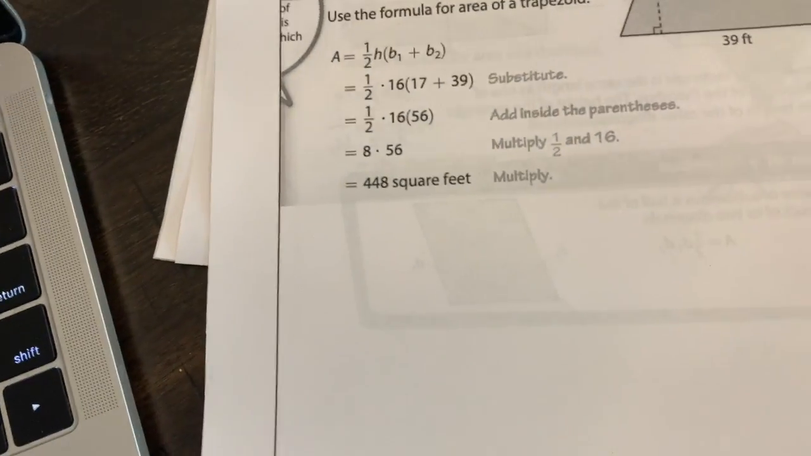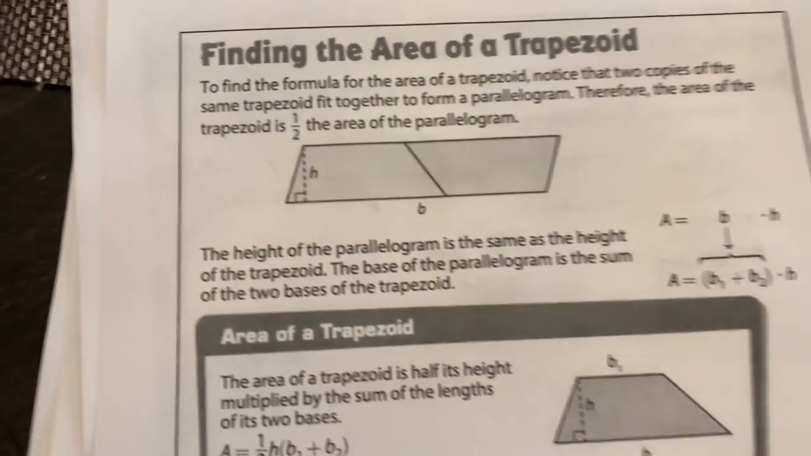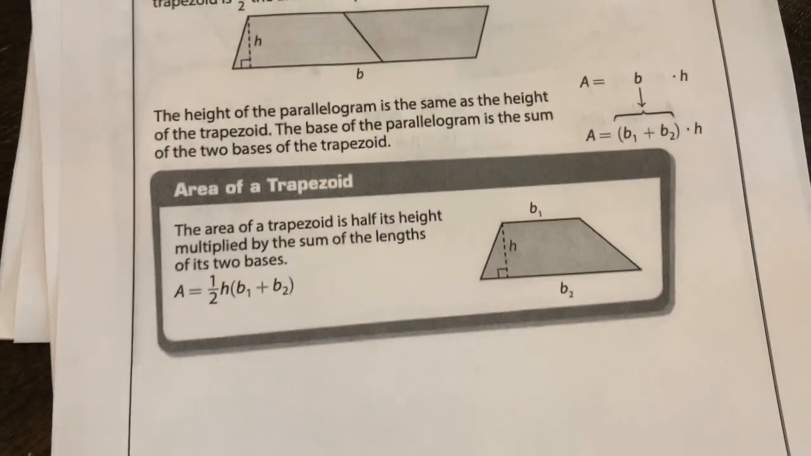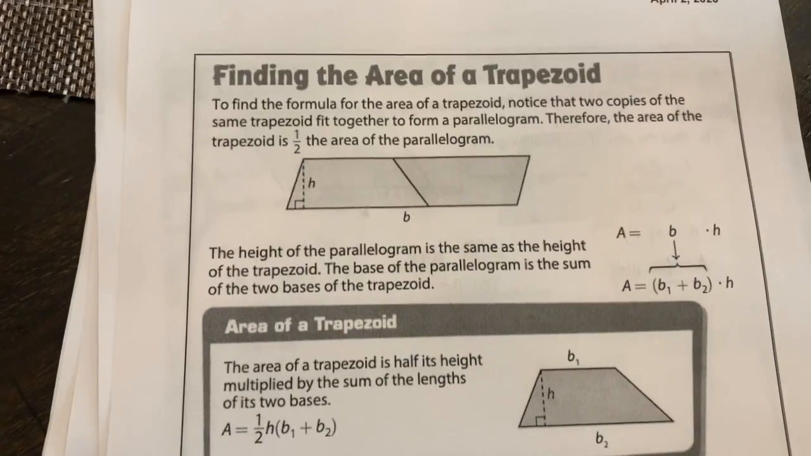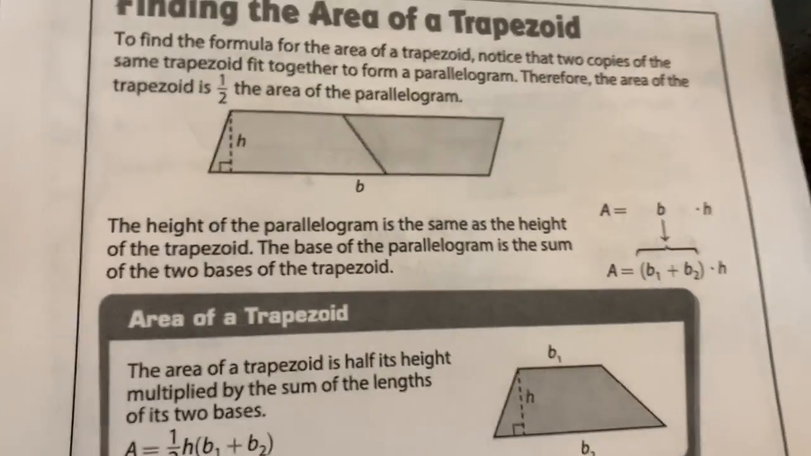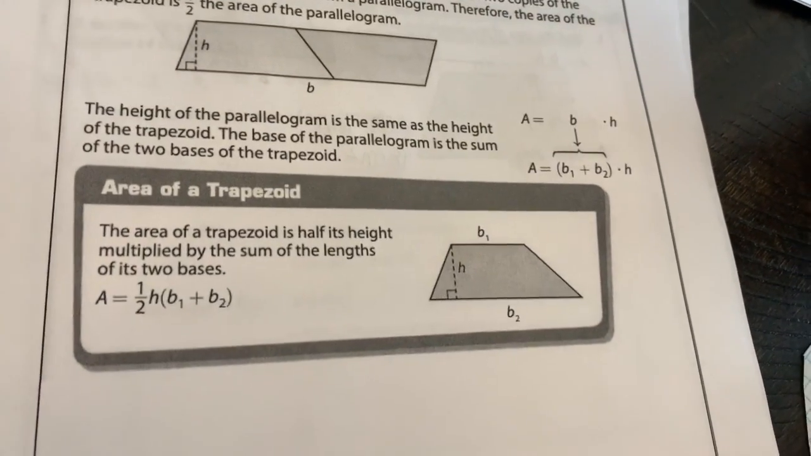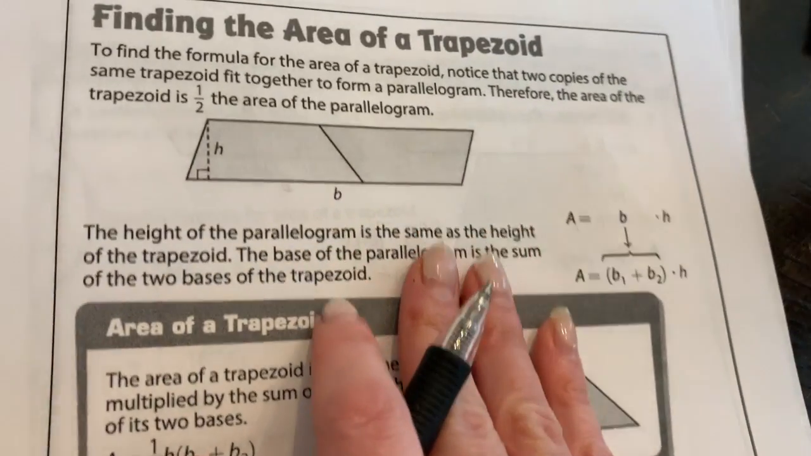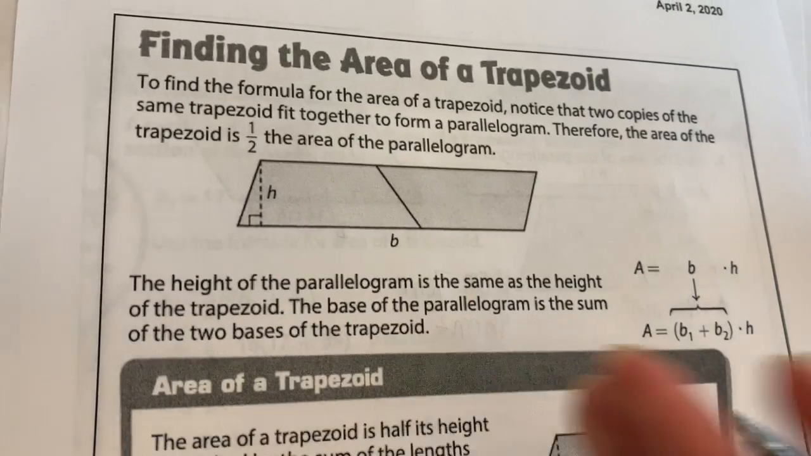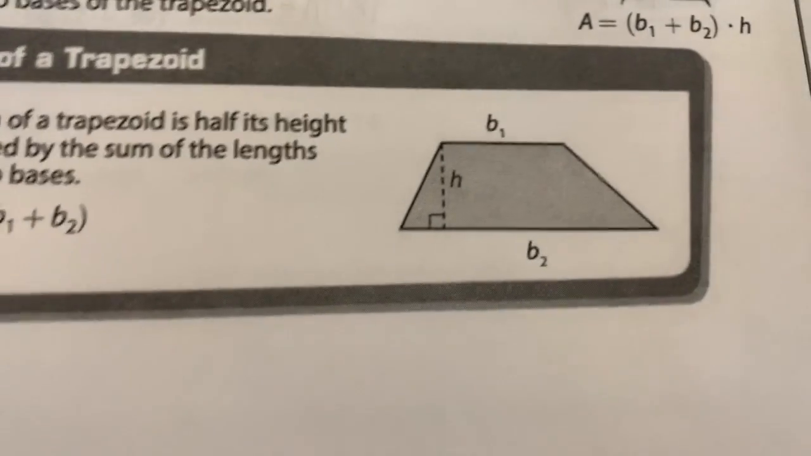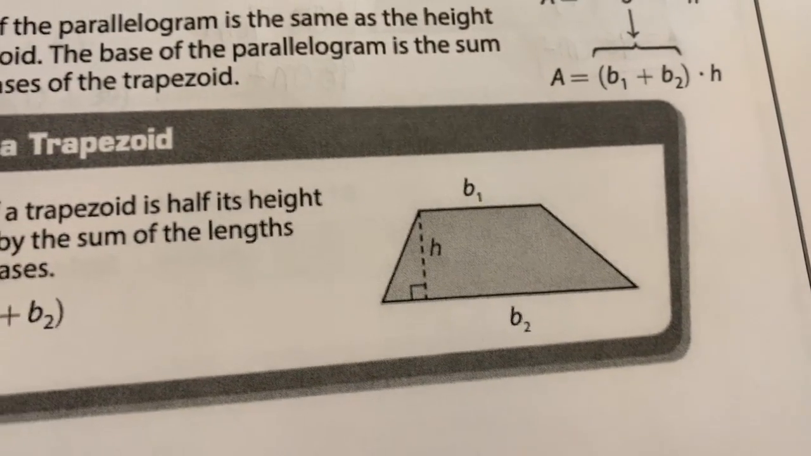Next, we're going to look at how to find the area of a trapezoid. This is a way more complicated formula to use, but it's very straightforward as long as you know what each of those variables represents. So when we have a trapezoid, it's a funny looking shape. Usually it looks like this, okay?